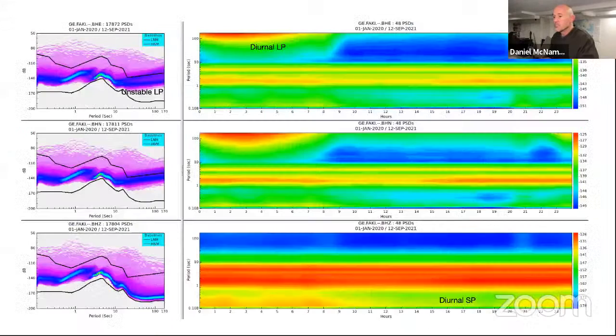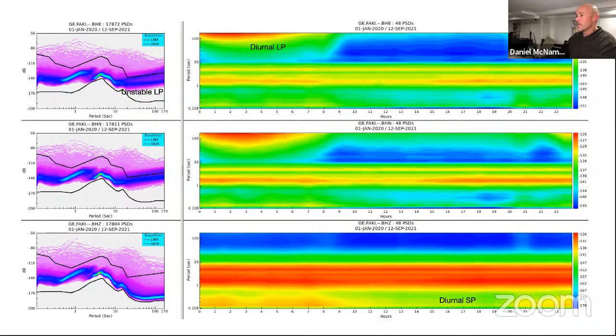But again, as we look at these horizontal components, you see a lot of variation in the long period, very unstable, very strong diurnal variations, suggesting again that there's a lot of thermal and atmospheric pressure variation throughout the day that's affecting the long period channels on this sensor. Okay.